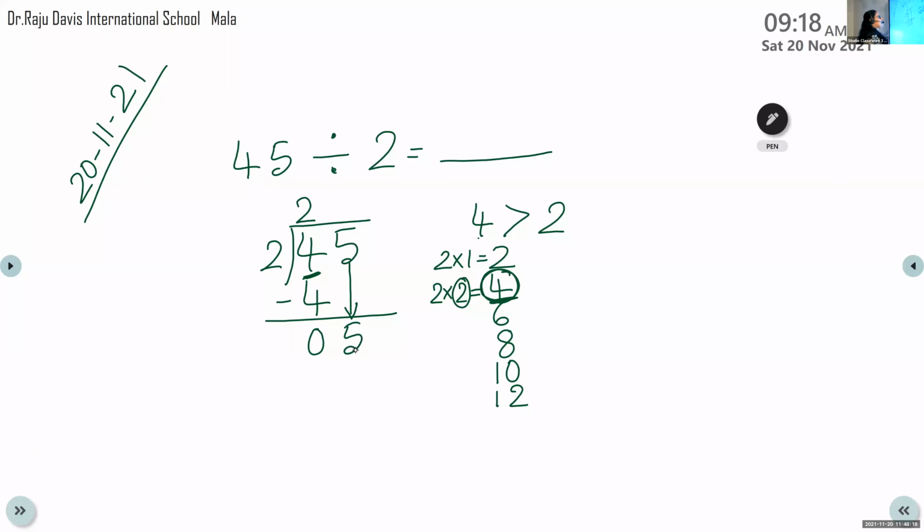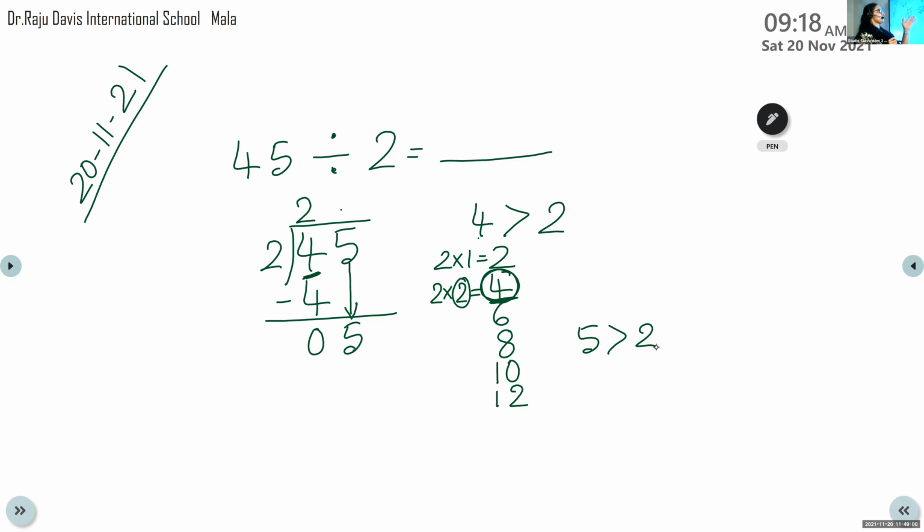5. Now this is the new dividend you got. Check whether 5 is greater than the divisor 2 or not. It is greater. If it is smaller, you have to stop there, and that number will become the remainder. Now here, 5 is greater than 2. That means you have to find an answer over there up. Now the next step is to check whether 5 is there in the table or not. 5 is not there in the table, isn't it?